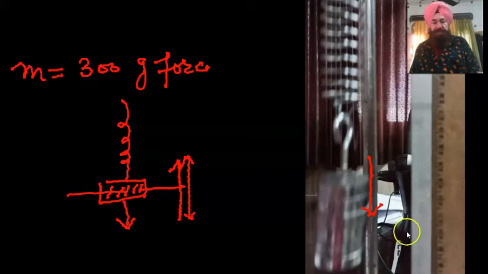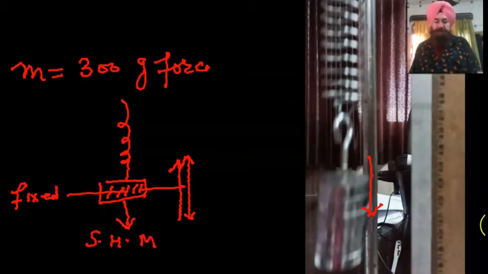And these oscillations about this fixed point, to and fro motion about the fixed point, are called simple harmonic motion. Now you have to count the time for 20 oscillations.